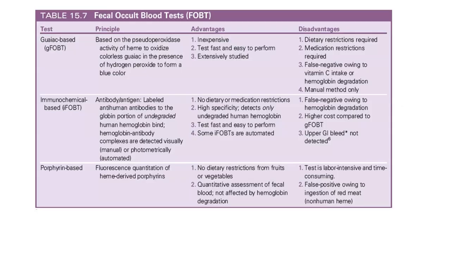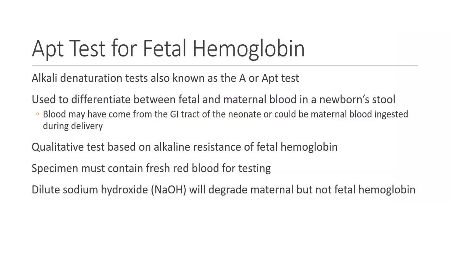I want you to know the advantages and disadvantages as well as principle of each of the fecal occult blood tests, and this table is found in your textbook. The last test we're going to talk about is the APT test for fetal hemoglobin. And it's called the alkali denaturation test, but it also may be known as the A test or the APT test. And I looked and could not find what APT stood for.